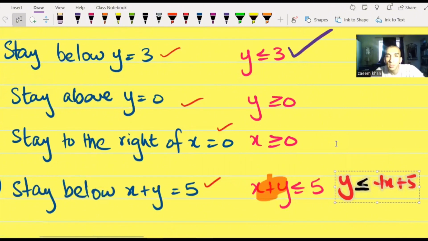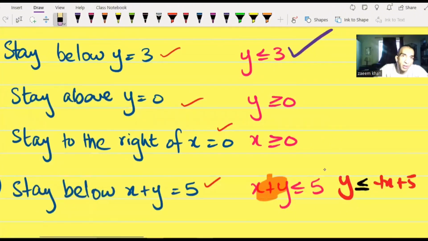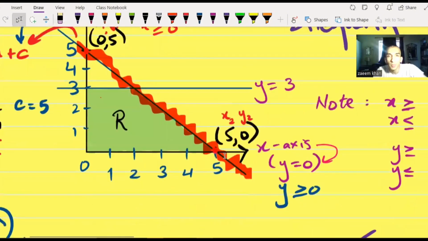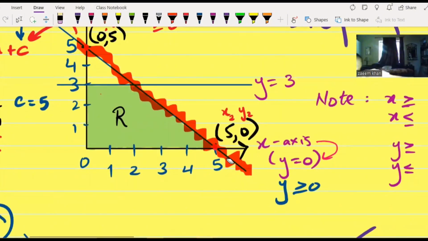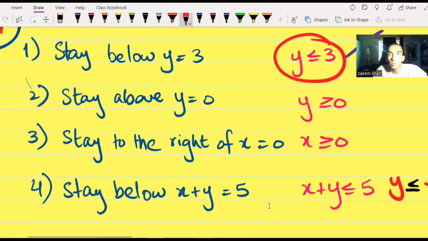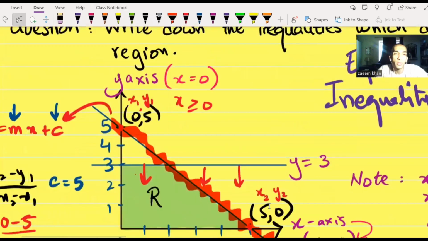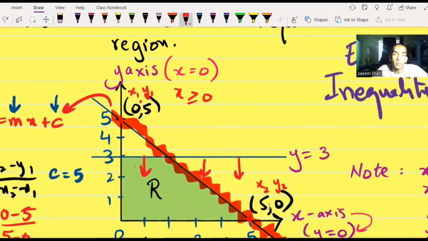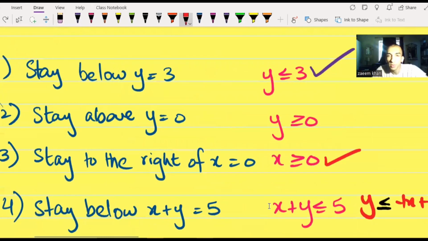The ones that are written in pink were already the answers that I had done for my YouTube channel. Now let me run you through the answers that you gave me. Remember, you asked me to stay below this line? So you told me the answer is going to be y is less than or equal to 3. And you asked me to stay on the right side of this line because the shaded region is on the right. And you told me the answer is going to be x is greater than or equal to 0. Here you go, that's your second answer.